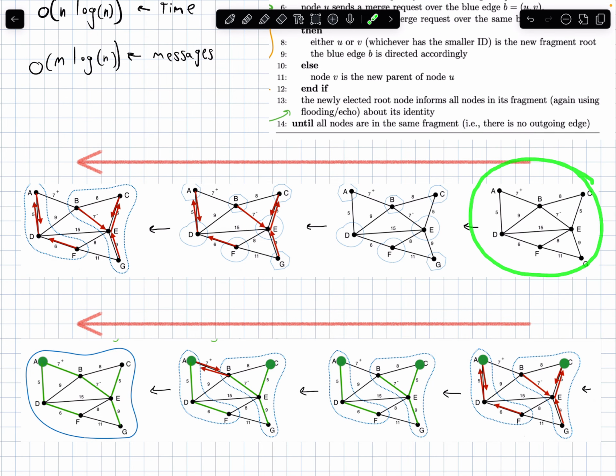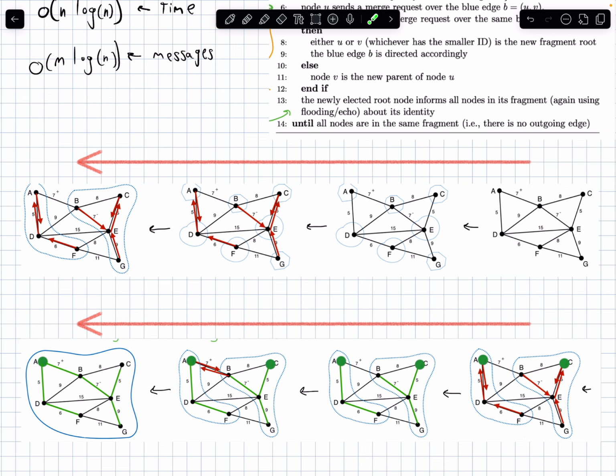We have our graph here, and for the first step, we choose all the vertices. Remember, each vertex works like a computer, and each vertex chooses its smallest neighbor. So A chooses D, B chooses E, C chooses E, G chooses E, F chooses D, and D chooses A. Okay, and then what happens?